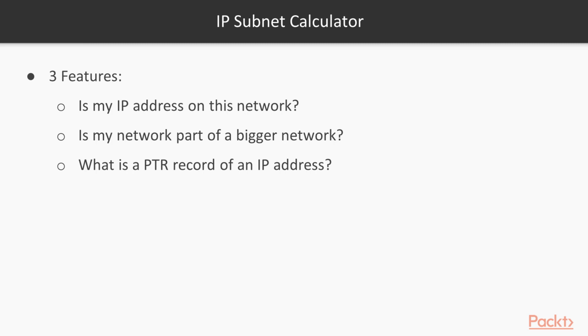For our example, the IP subnet calculator, we try to implement three features. The first one is: I will present you with a network, and I want to know, is my IP address on this network or not? The second feature: is my network part of a bigger network? The third feature might sound a little strange to you, but it will make sense later on when we look at the code: what is the PTR record of a particular IP address? So let's go and look at the code a little bit.